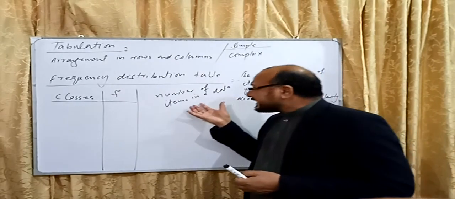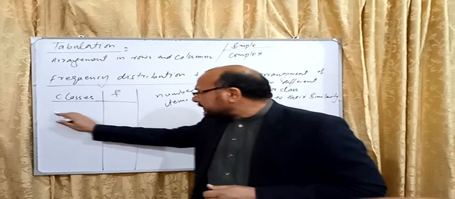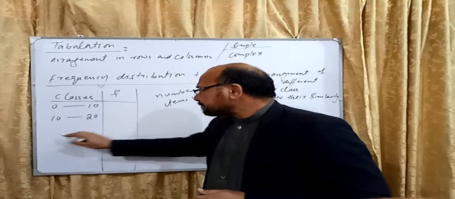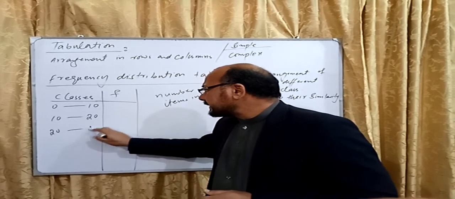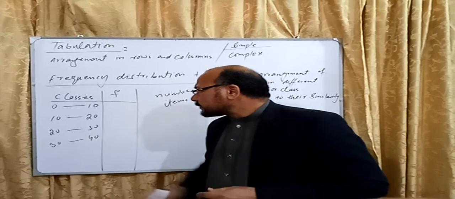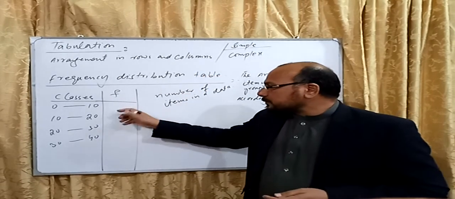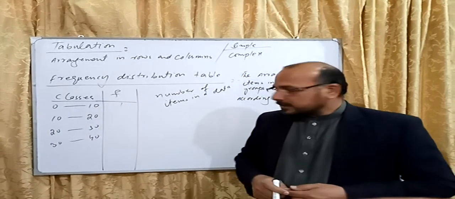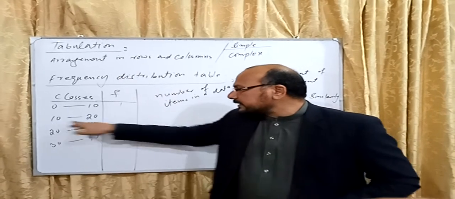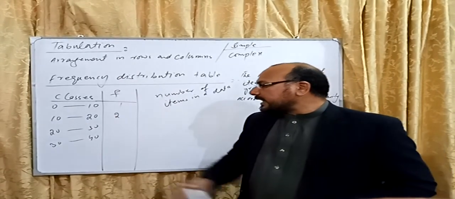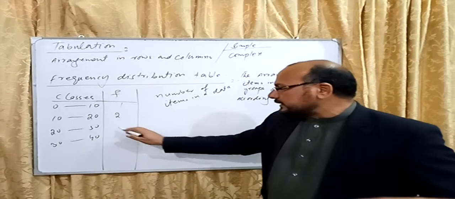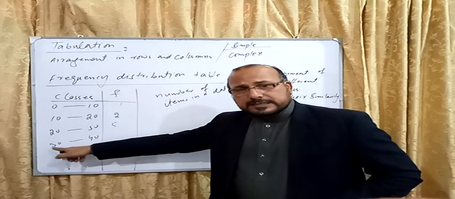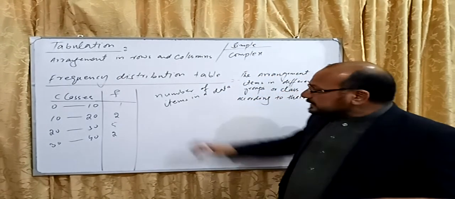If we distribute the number of items in different classes, for example, a class 0 to 10, then 10 to 20, then 20 to 30, then 30 to 40, we are distributing into classes. Suppose one student has marks between 0 and 10, so we write 1. Two students have marks between 10 and 20, so we write 2. Five students have marks between 20 and 30, so we write 5. Two students have marks between 30 and 40, so we write 2 there.